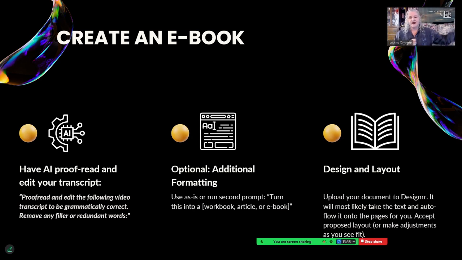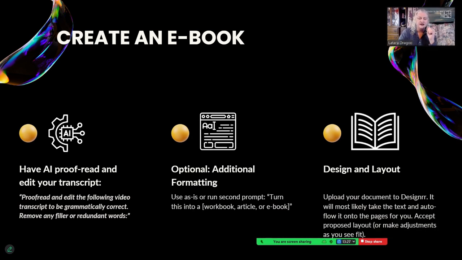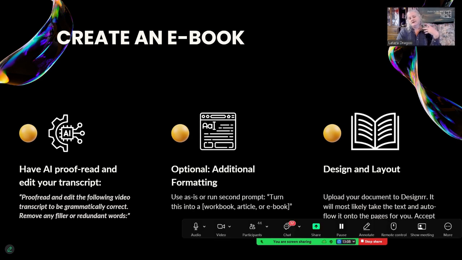Most of the stuff that I'm talking about here is pretty low point of entry, right? So one of the things that I like to do is put it into ChatGPT, and here's the prompt that you can give it. Proofread and edit the following video transcript to be grammatically correct. Remove any filler or redundant words. That will turn it into a nice format where the paragraphs are separated and on topic. If you want additional formatting, you can also ask it to turn it into whatever you want.